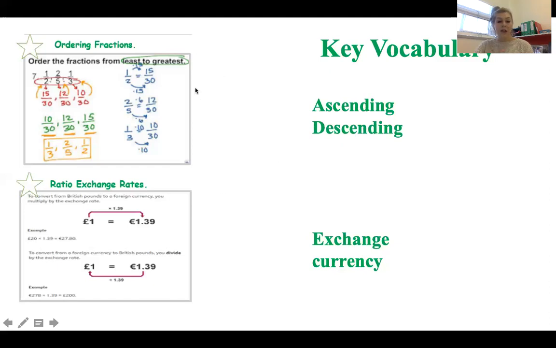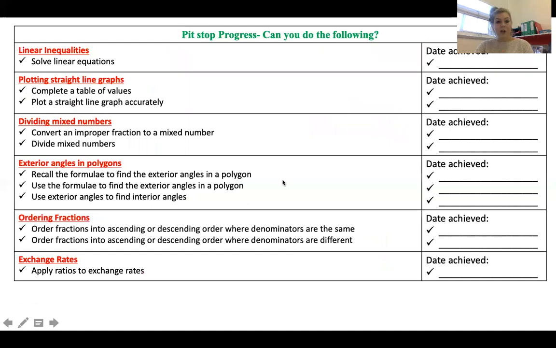So the two things on here, ordering fractions: you need to be able to order fractions in ascending order when all of the denominators are the same, and then also order fractions in ascending order where the denominators are different, and that would apply to descending order as well. And then for ratio and exchange rates, you would need to apply ratios to exchange rates in lots of different contexts. So just to summarize those next 6 topics, can you do the following?